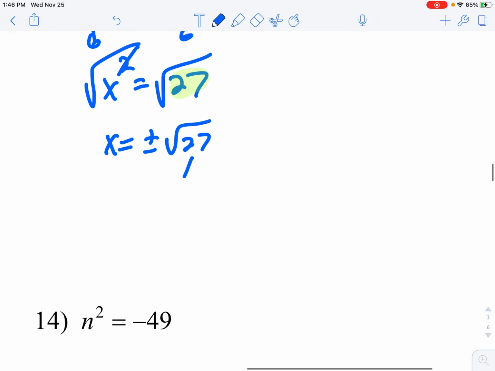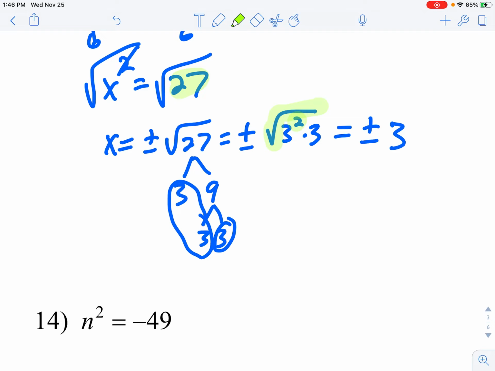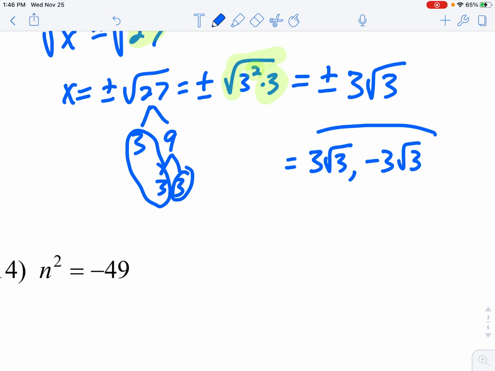But can that be simplified? Well, 27 is 3 times 9, which is 3 times 3 times 3. I do have a pair of 3's. So that's 3 squared, and then an extra 3. The one with a square, when you square root it, simplifies out. You get plus minus 3. The one without a square stays under the radical bar. So our answers work out to be positive 3 square root of 3 and negative 3 square root of 3.